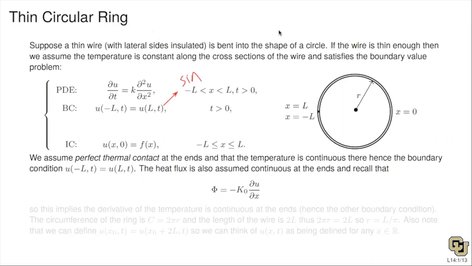And when we did the problem where we had these boundary conditions that were of this Neumann type, we had partial u, partial x at 0 equals 0, partial u, partial x at L equal to 0. When we did that problem, we got a Fourier cosine series.